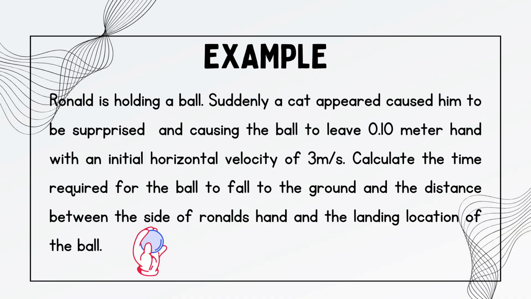Ronald is holding a ball. Suddenly, a cat appeared, causing him to be scared and causing the ball to leave his hand with an initial horizontal velocity of 3 meters per second. Calculate the time required for the ball to fall to the ground and the distance between the side of Ronald's hand and the landing location of the ball.